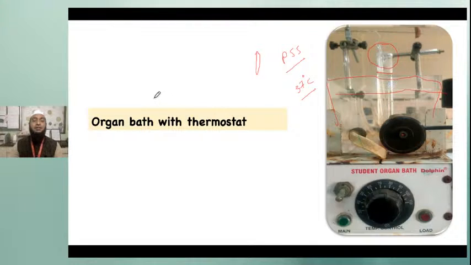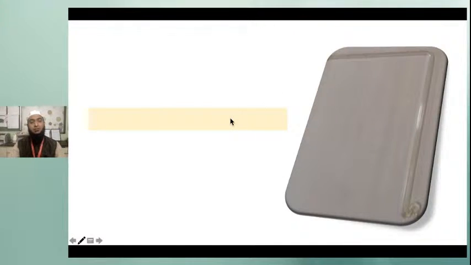So to summarize, the organ bath consists of the thermostat, which helps to maintain the body temperature, that is 37 degrees Celsius. It consists of the outer jacket, in which you add water, which again helps maintain the temperature at 37 degrees Celsius, because with the help of the thermostat and the water that you have added, you are maintaining the temperature. And the second thing present is the internal organ bath. So this is all about the organ bath with thermostat.